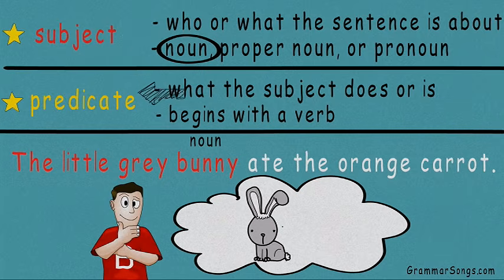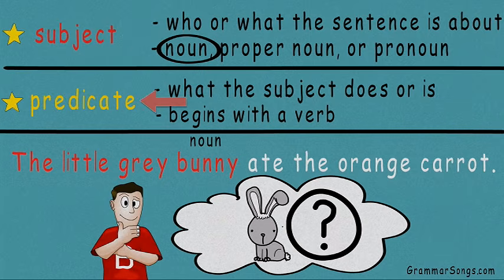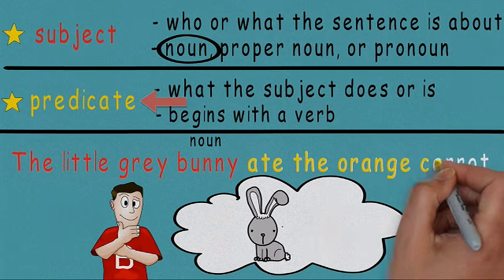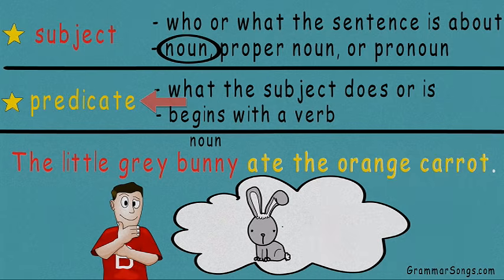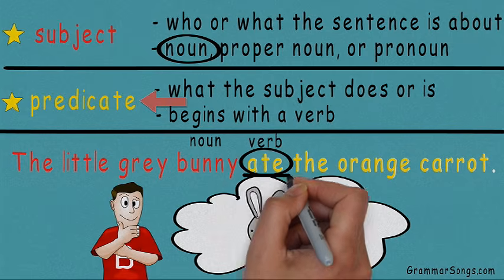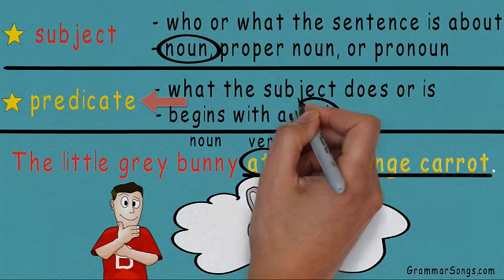Now I need to find my predicate. What did the little gray bunny do? He ate the orange carrot. Ate the orange carrot is my predicate. Ate is a verb, so my predicate, ate the orange carrot, begins with a verb.